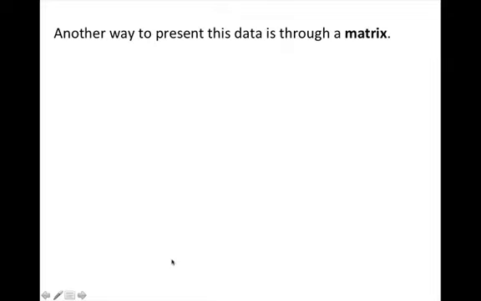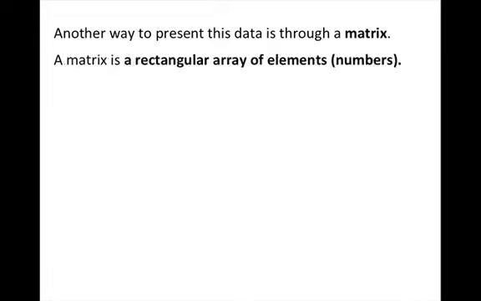Well, another way to present this data is through a matrix. A matrix is just a rectangular array of elements or numbers. The matrix is similar to the table that we just saw. We just don't put in any row or column headings. We're not going to write restaurant 1, restaurant 2, breakfast, lunch, or dinner. If you have more than one matrix, the plural of the word matrix is matrices.